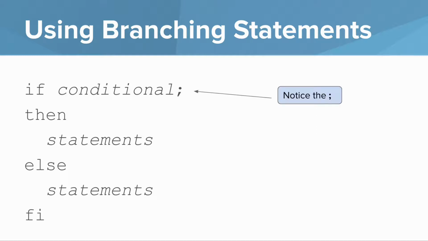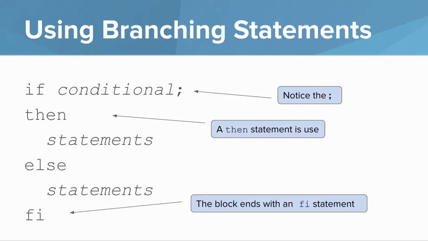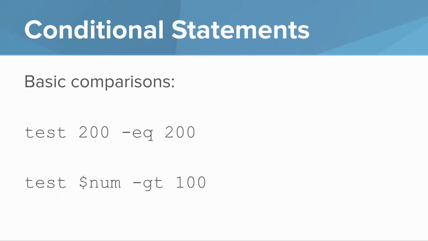Let's take a closer look at a couple of these pieces here. So first, notice that the conditional statement ends with a semicolon. This is one of the few places that you'll use a semicolon in scripting. Next, notice that the if block of commands starts with the then command. And finally, we end our block with an fi, which is just if backwards.